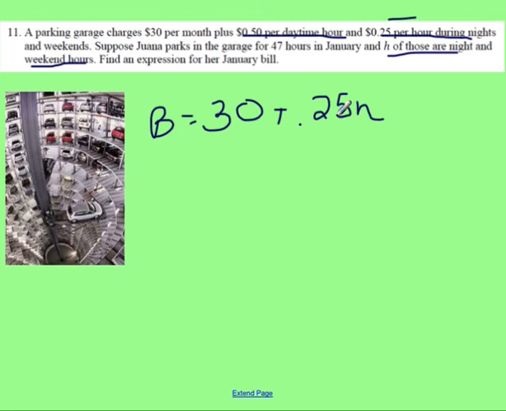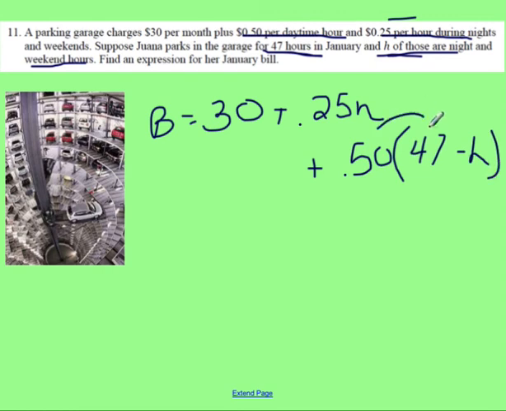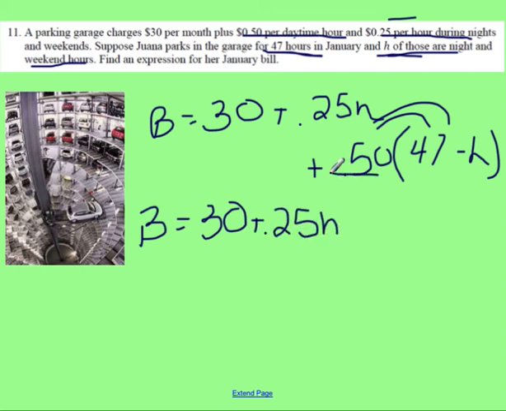Now, we don't know how many hours she spends during the day, but that's going to cost us 50 cents. So there's 47 total hours, and 8 of those are at night. So for our daytime hours, we can take our total number of hours and subtract the amounts that are on the night. So now this is our equation set up. So all we have to do is simplify it. So then I get B is equal to, and I'm going to keep this as 30 plus 0.25H. Now I'm taking 0.50 times 47, and that's going to give me 23.5. And then 0.50 times negative H is negative 0.5H.